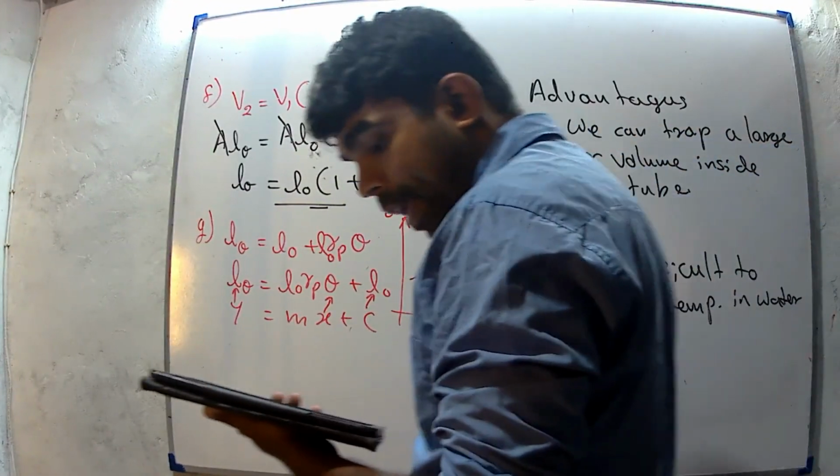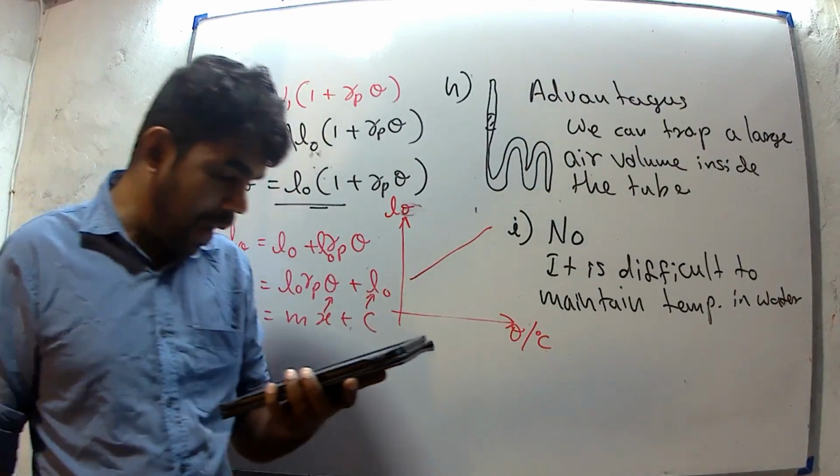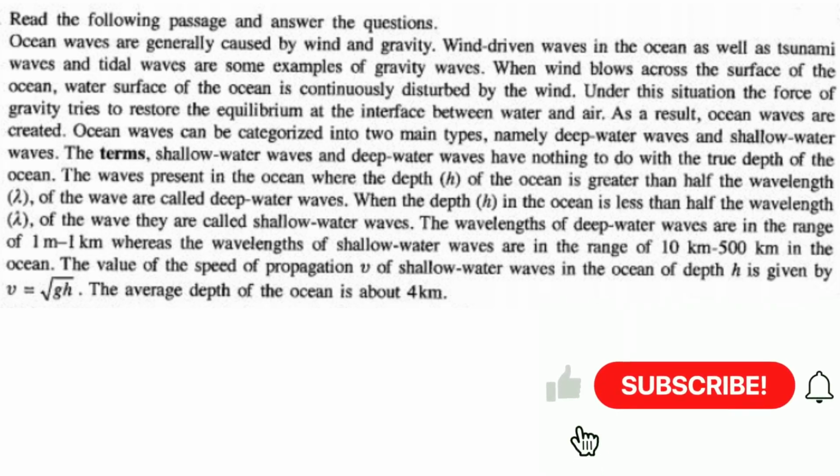Part A. Explain briefly how the ocean waves are created by wind and gravity. Ocean waves are generally caused by wind and gravity. Wind-driven waves in the ocean, as well as tsunami waves and tidal waves, are some examples of gravity waves.